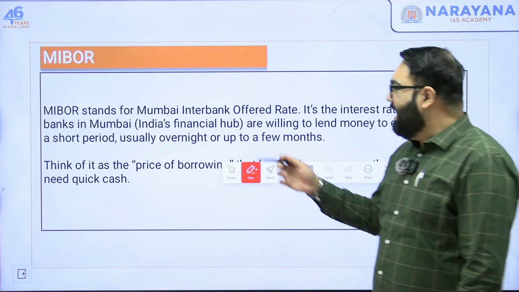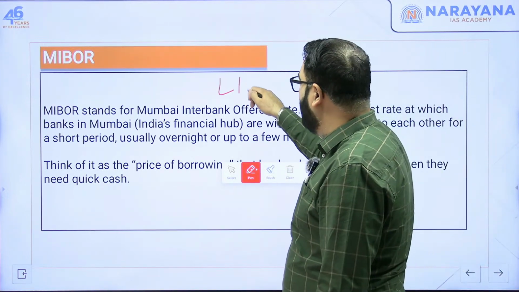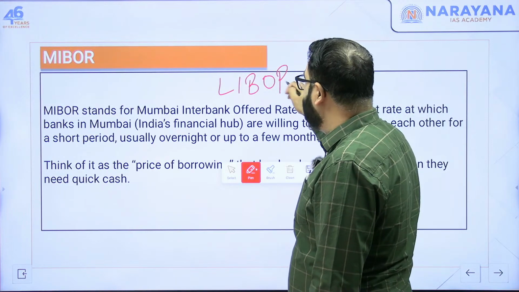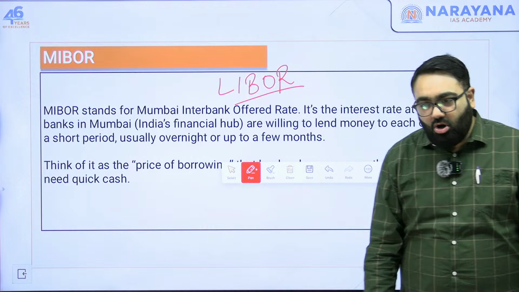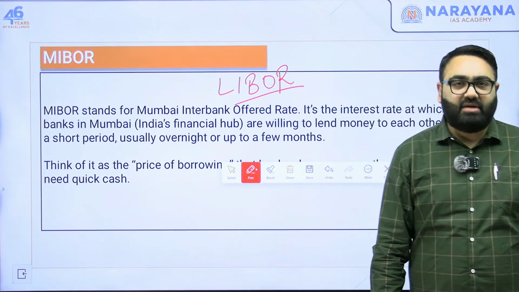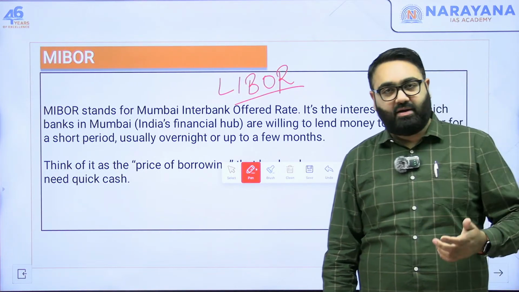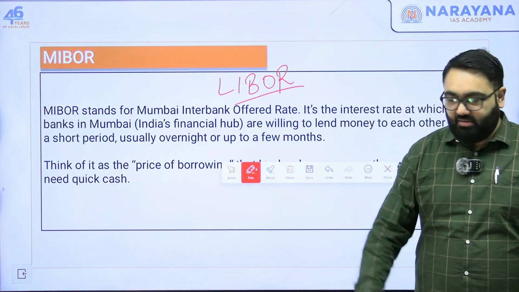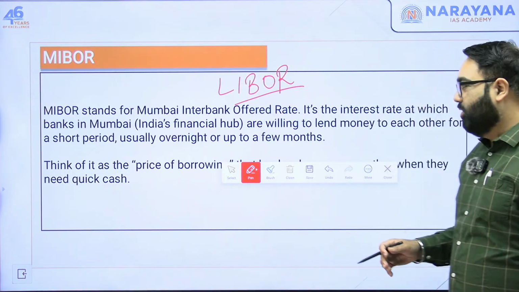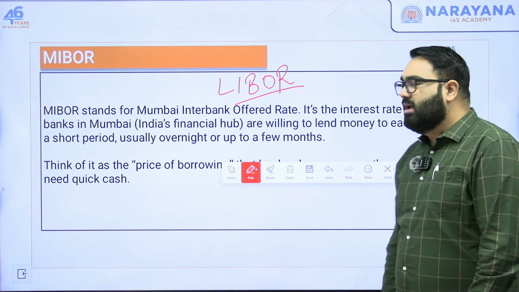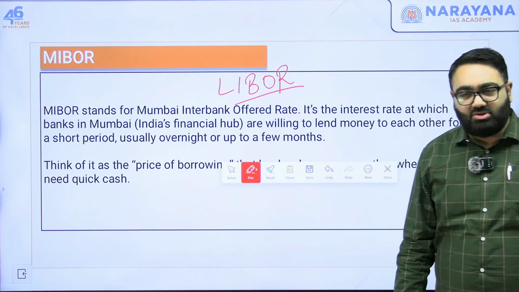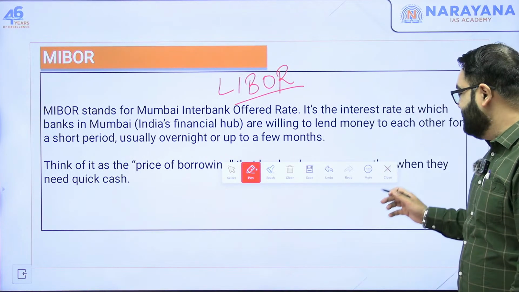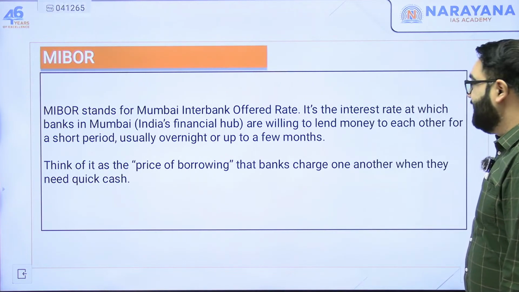Similarly, you also have in the international market something called LIBOR. That is London Interbank Offered Rate. That's an international standard, so it's not an uncommon practice. Banks taking loans from other banks is a very common practice. It is not just seen in India. London has a similar thing called LIBOR, when money is lent for a short-term period. It can be overnight, it can be up to a few months also, but usually for a short-term period when the money is lent, that is the rate of interest that is usually charged.